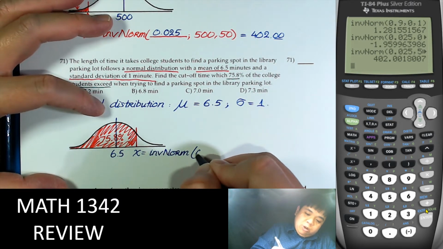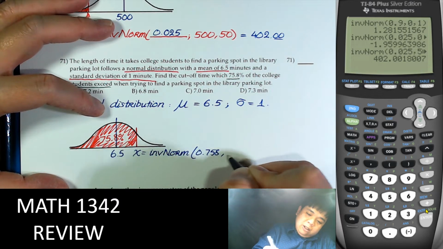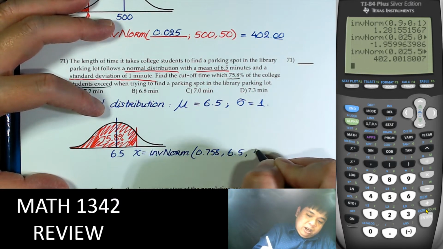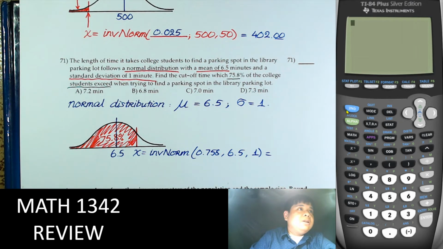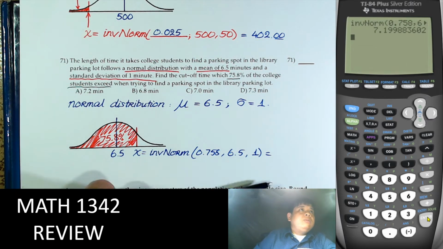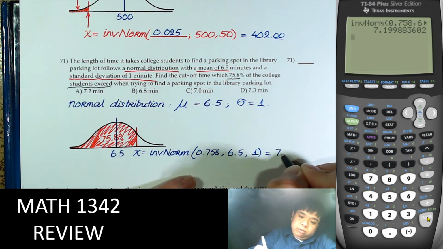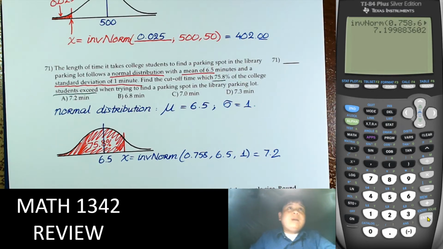Anyway, so just inverse normal. 0.758, mean, standard deviation. Oops, I don't need to go that far. Right, about 7.2. So that was that.